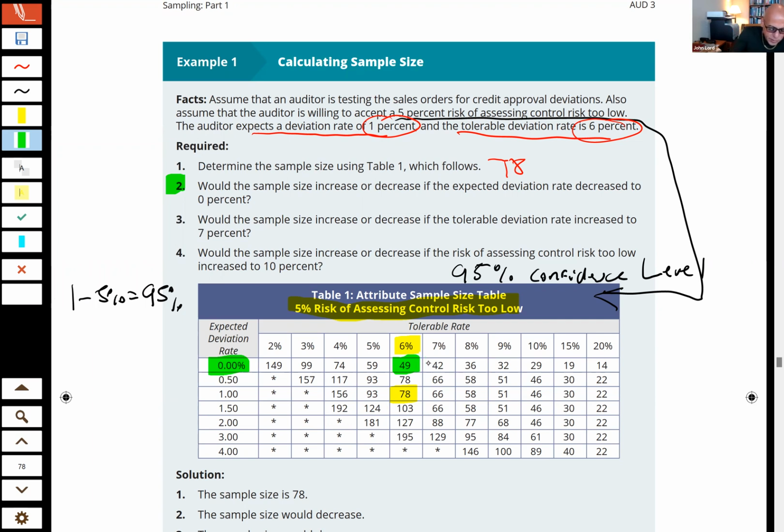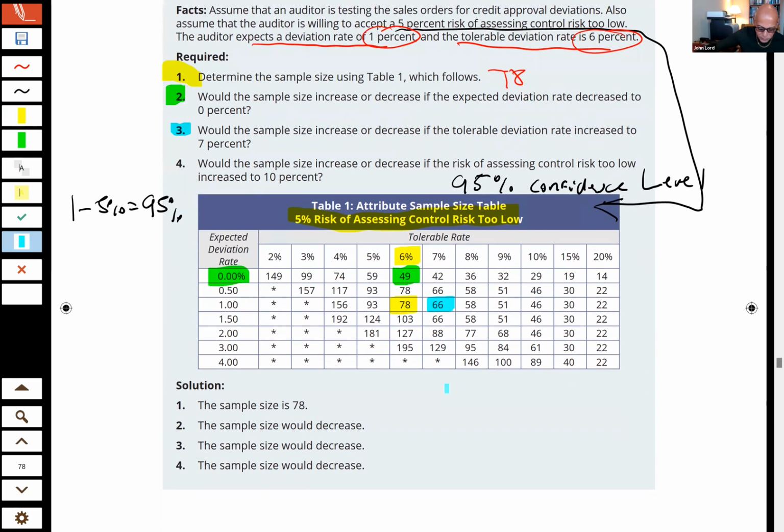Good. Okay, then number 3 says, would the sample size increase or decrease if the tolerable deviation rate increased? So I'm willing to accept more deviation from this control. What's going to happen to the sample size? Decrease. The sample size is going to decrease. In fact, you can go ahead and write in the numbers down here. The sample size will decrease for question 2 to 49. And in the situation with a tolerable rate increase, it would decrease to what? 66.